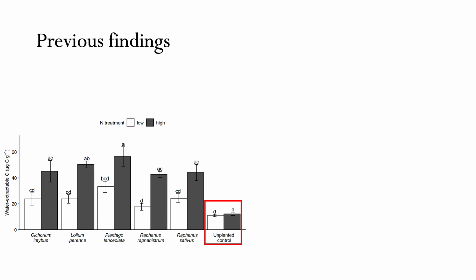Another result that I want to point out here is that, although not statistically significant, there were slight variations in this water extractable carbon between the plant species. For example, the plantain here stood out a little bit because of the overall higher concentrations compared to the other plants. So although it's not statistically significant, it is something to keep in mind.